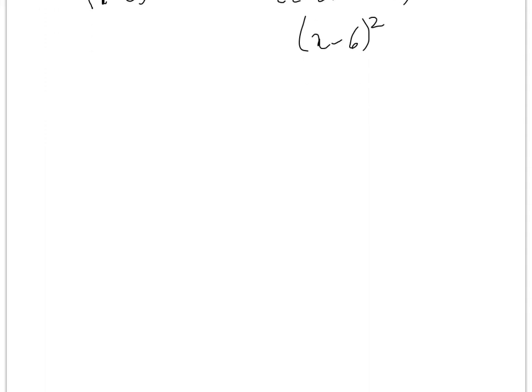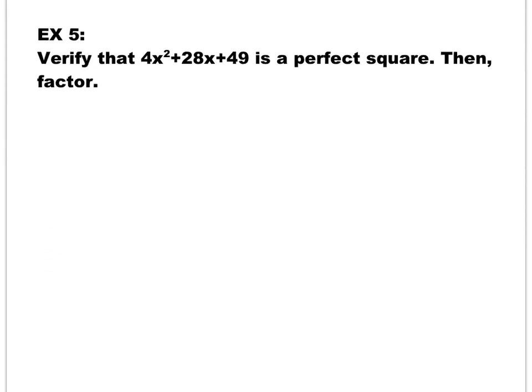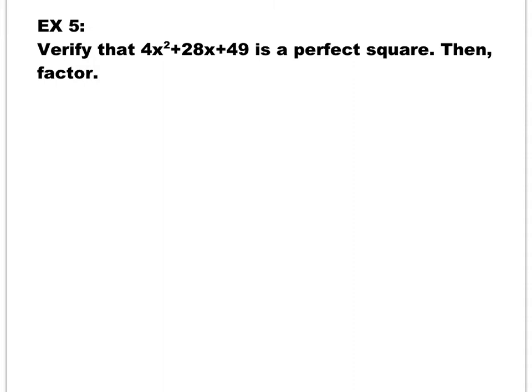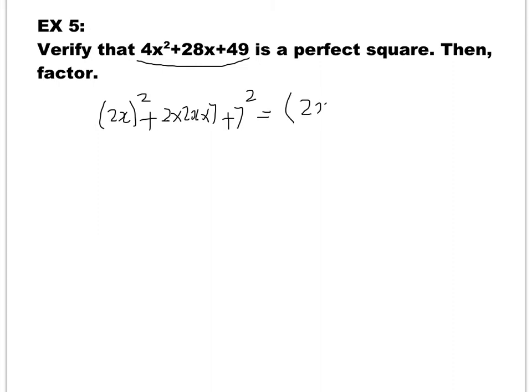Now the next example is first asking us to show that this trinomial is a perfect square and then factor it. I can write this trinomial as 2x squared, 49 as 7 squared, and 28 as 2 times 2x times 7. And again, remember, a squared plus 2ab plus b squared is (a plus b) squared. So I can write this as (2x plus 7) squared.